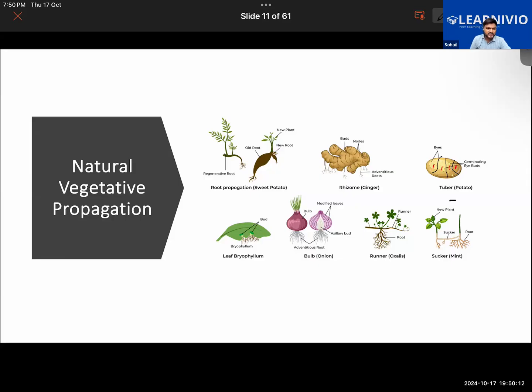Nonetheless, as we are talking about natural vegetative propagation, as the name suggests, it's the type of reproduction that takes place with the help of the vegetative parts of the plant, in a natural manner without human intervention. So we will learn about vegetative propagation by the roots in the case of the sweet potato, by modified stems in the case of the potato, the ginger, and the onion, which is also a modified stem. Further, we will learn about runners and suckers and the bryophyllum leaf.